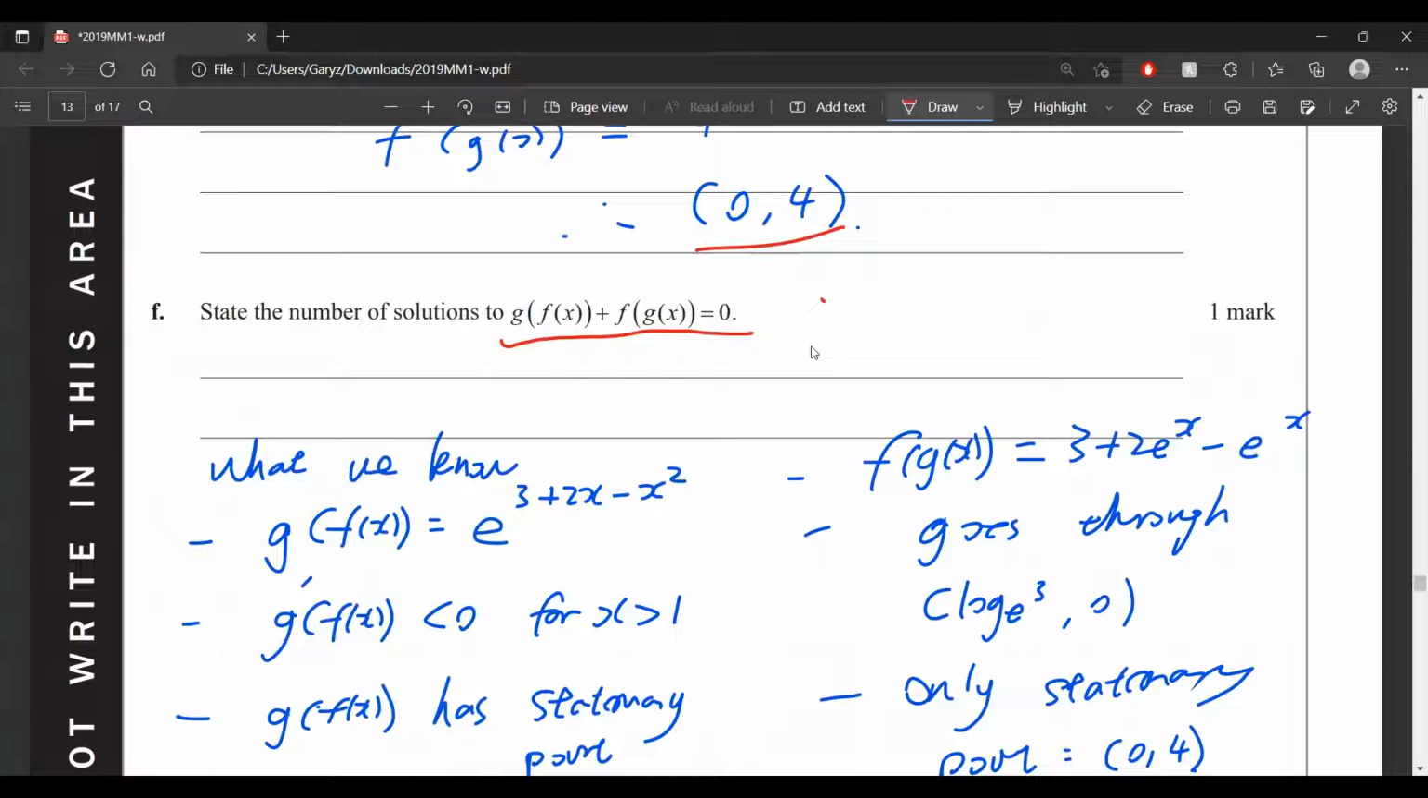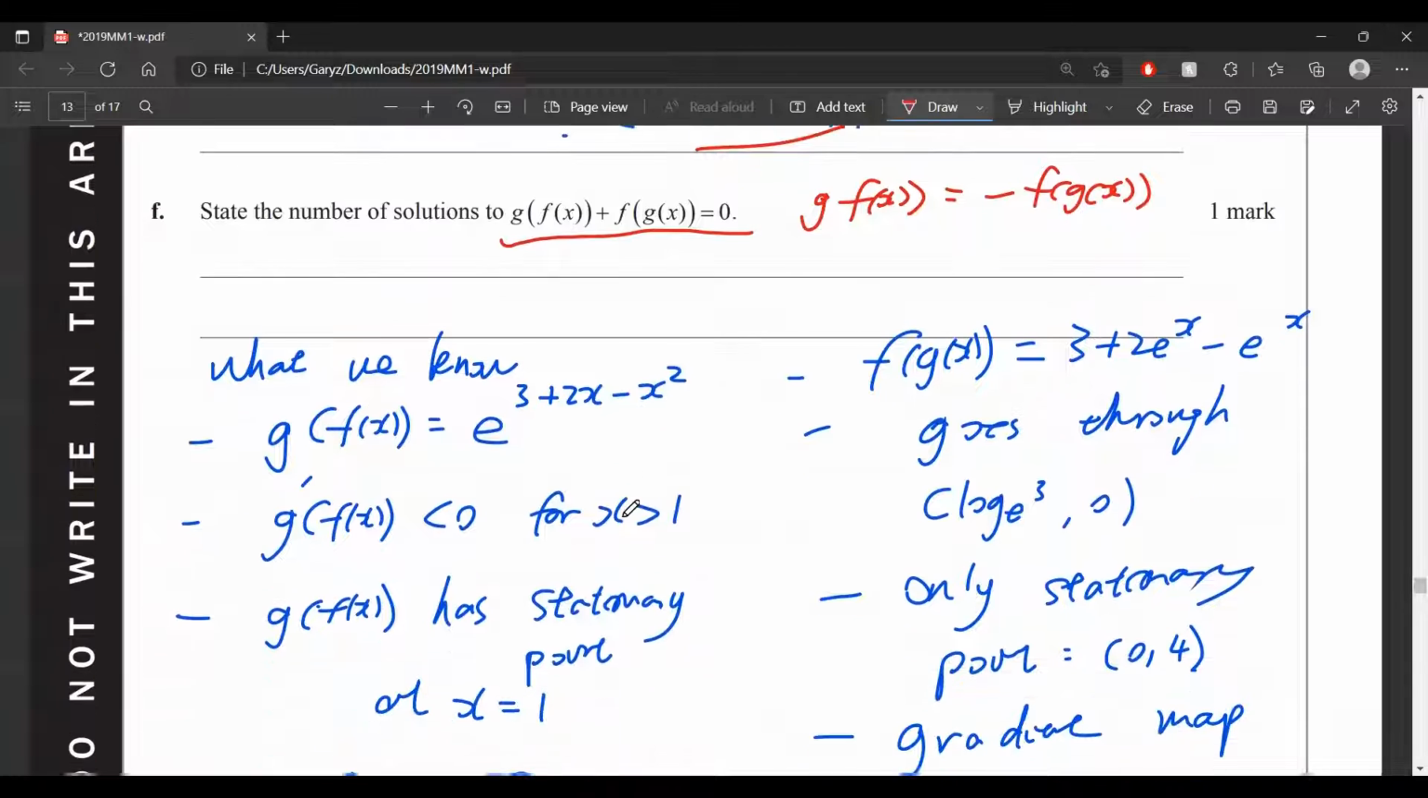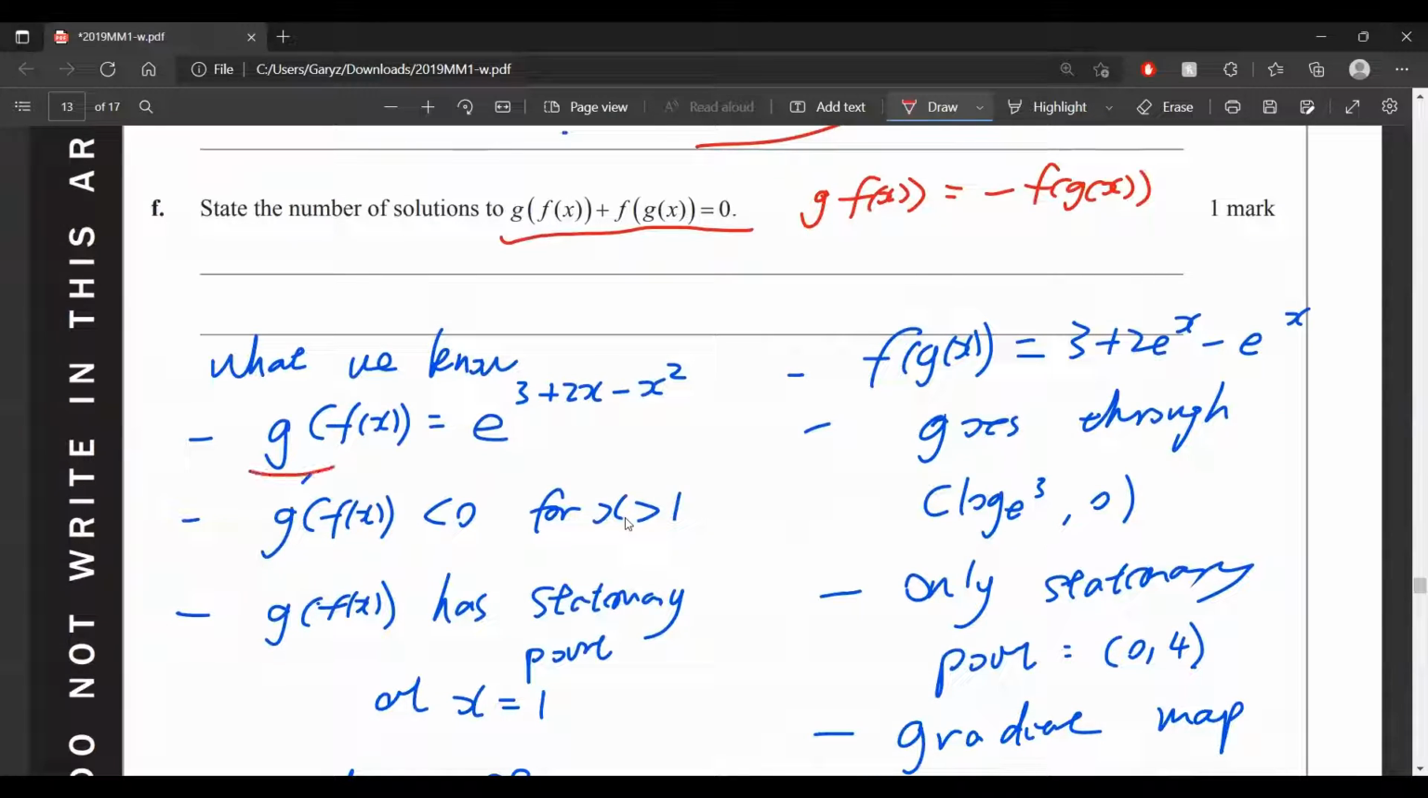So I did this question, instead of writing g of f of x plus f of g of x is 0, I write g of f of x is equal to negative f of g of x. And I'll show you why I did this later. So first of all, let's look at what we know about our graphs. For both graphs, g of f of x and f of g of x, we know their rules, of course. And then we go down to two different parts: the parts that the questions before tell us, and the things that we have to work out ourselves.